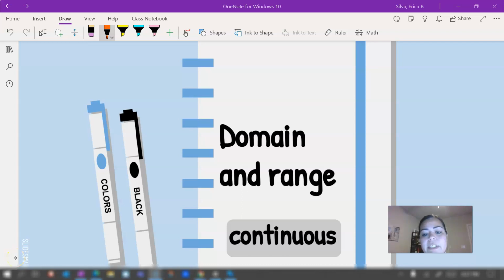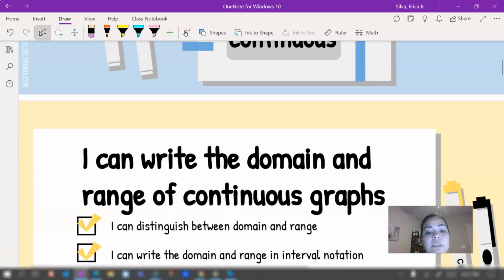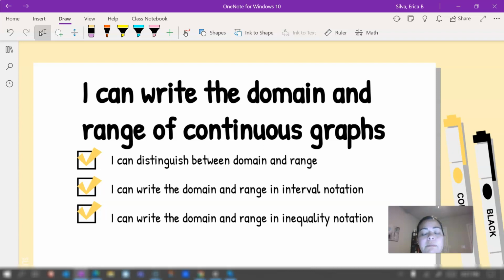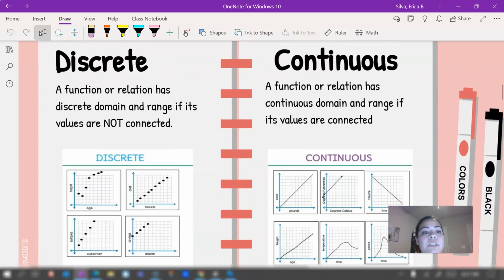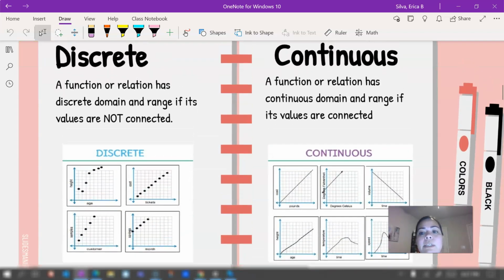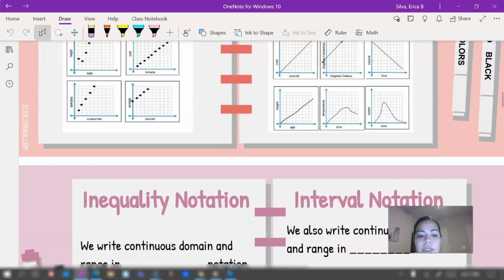All right, we're at 1.6, continuous domain and range. For this one, very similar to discrete, except now we're going to be writing domain and range in interval notation and inequality notation for continuous graphs. Now to review, discrete is when our points are not connected. Continuous is when our points are connected.